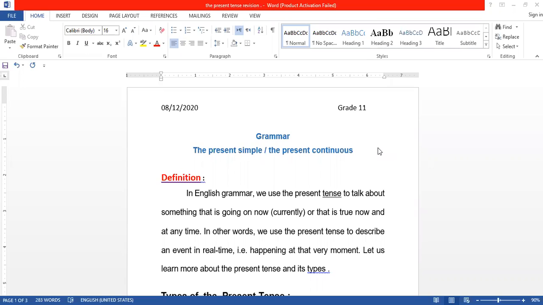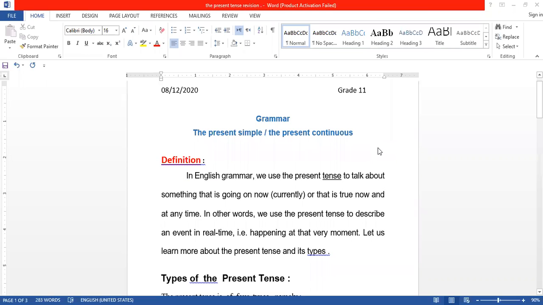It means, generally speaking, we use the present tense to talk about general actions, general activities, general truth, and so on and so forth. But there's a little difference between the present simple and the present continuous. Okay? Fine. So can you please read the definition?